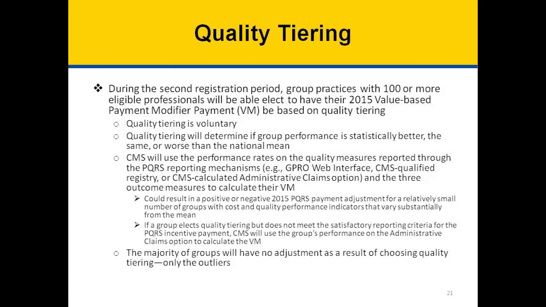This could result in a positive or negative 2015 PQRS Payment Adjustment for a relatively small number of groups with cost and quality performance indicators that vary substantially from the mean. If a group elects quality tiering but does not meet the satisfactory reporting criteria for the PQRS incentive payment, CMS will use the group's performance on the administrative claims option to calculate the value modifier. The majority of groups will have no adjustment as a result of choosing quality tiering, only the outliers.